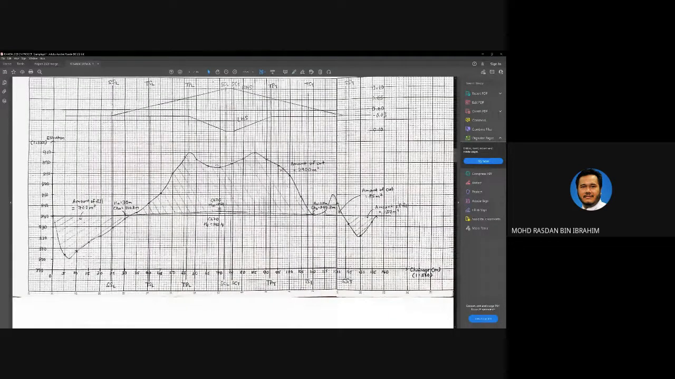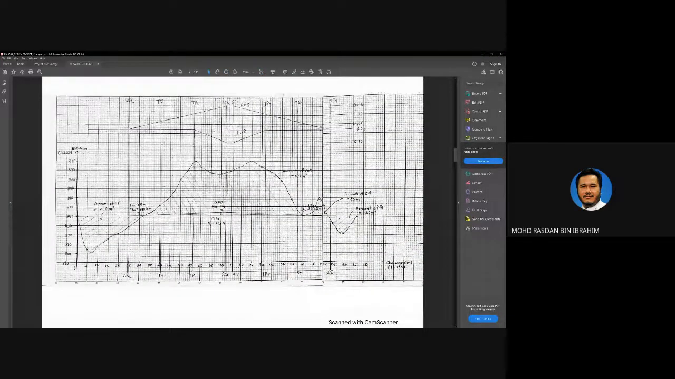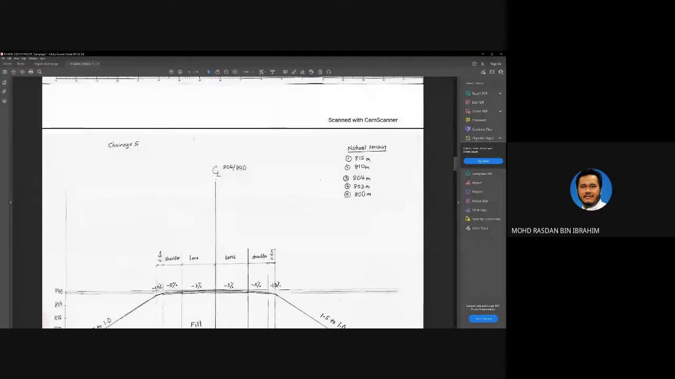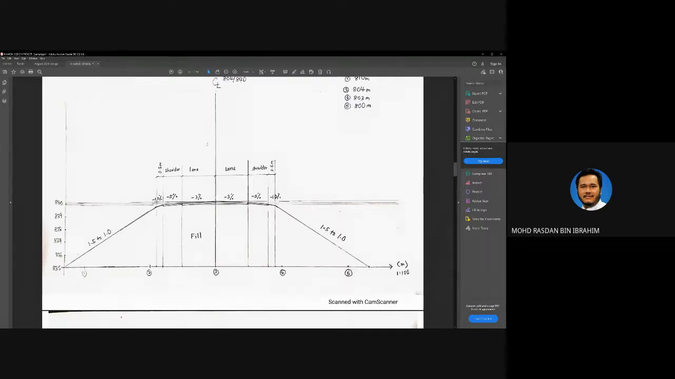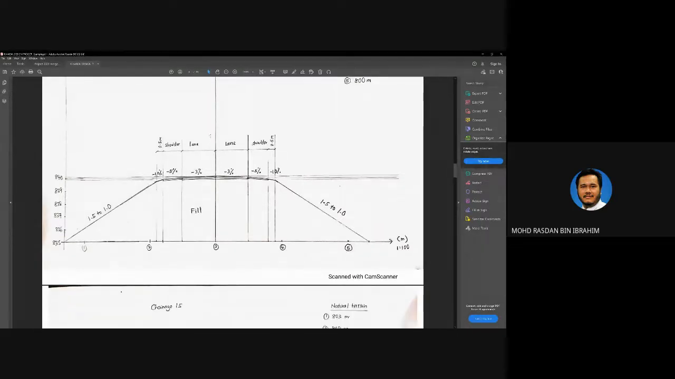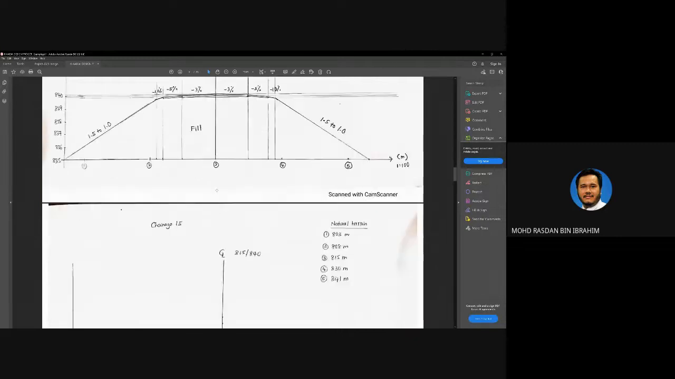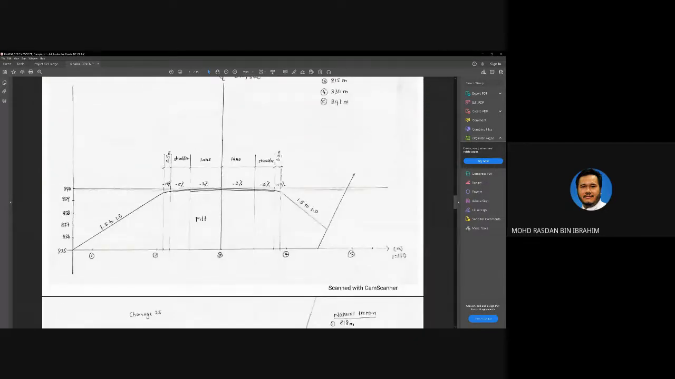Okay, so this is the vertical alignment. This is your super elevation design. And next, you need to come up with your cross sections. You need to have, I think, 10 cross sections along your roads. So this is where you have to fill. This is the natural terrain and below here, and then this is your road. This is also fill.